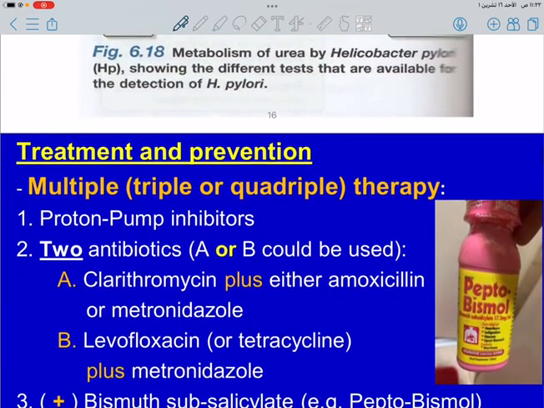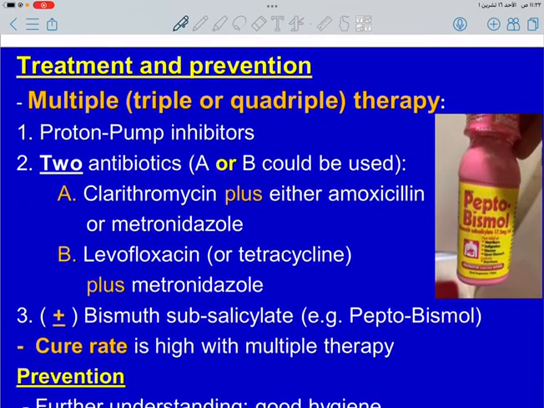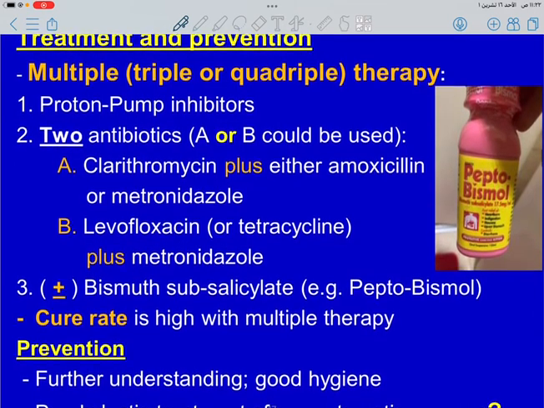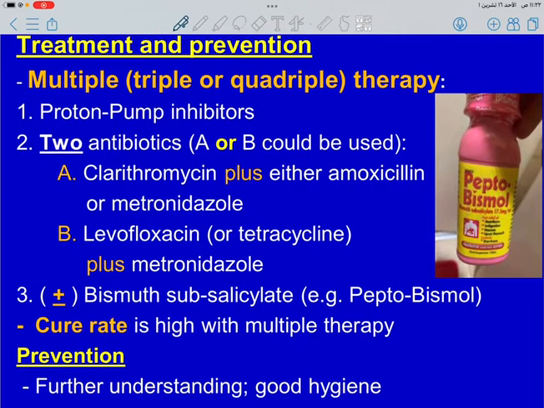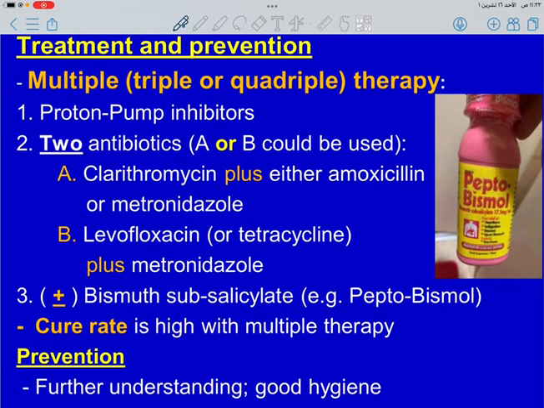The treatment, multiple therapy. نعم. يعني بعد المحاضرة شدي يسأل. Treatment multiple, triple or quadruple therapy. مو pharmacology. أنا ما راح أحكي pharmacology.